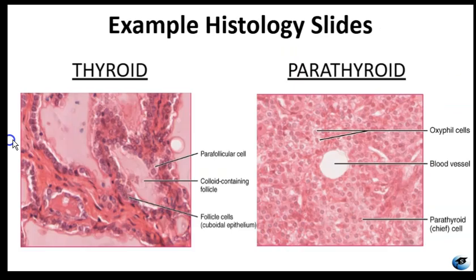So let's look at some more histology slides. These images are representative of what you would see under the microscope. So it's important to visually distinguish them. So let's start here with the thyroid gland.